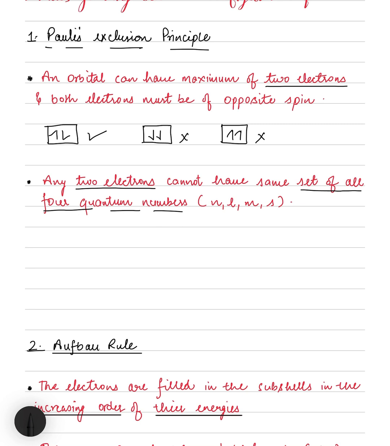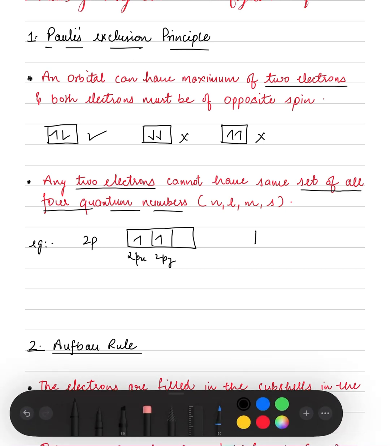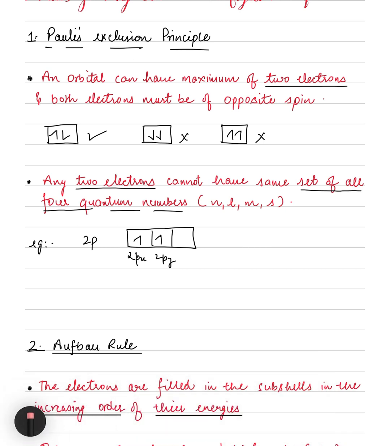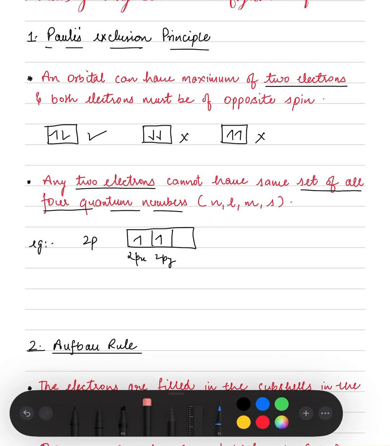For example, let's say we have a 2p subshell. Now in the 2p subshell, let's say we have 2 electrons. These 2 electrons are there. Now this electron is in 2px, and let's say this electron is in 2py, right? So for these 2 electrons, we have to check the values of the different quantum numbers. So let's try to do this.